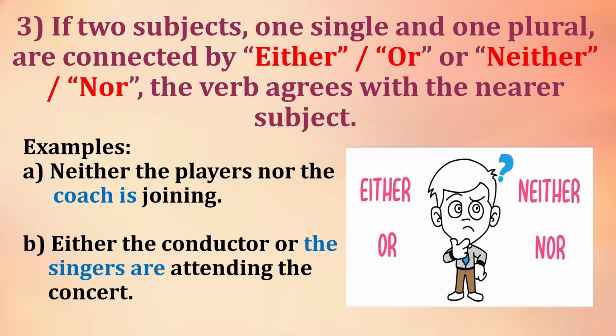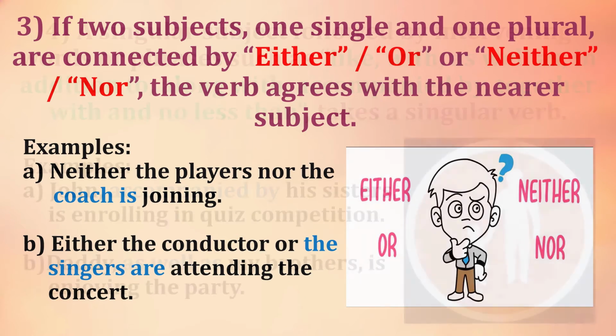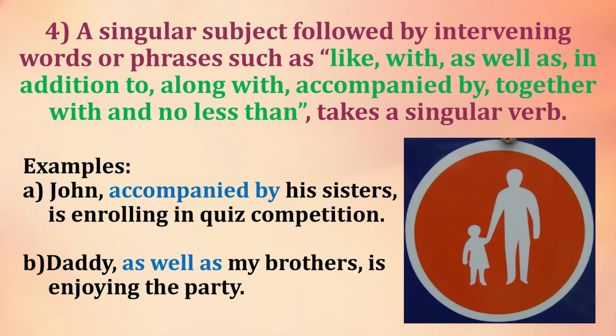Now see the next example. Either the conductor or the singers are attending the concert. So here two subjects are mentioned using or. The conductor, it's a singular subject, and singers, it's a plural. But the nearer to the verb is singers. So we will use plural verb with plural subject. Let's see the fourth rule. A singular subject followed by intervening words or phrases takes a singular verb.